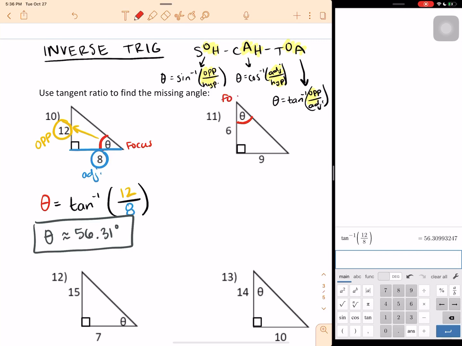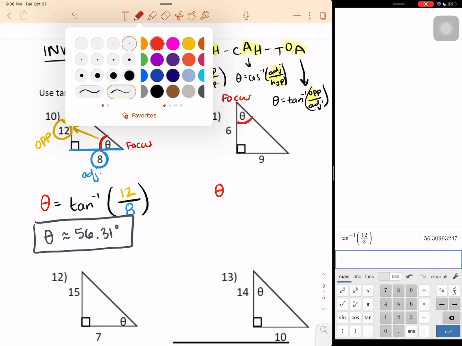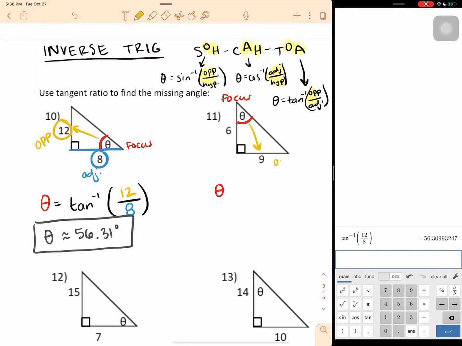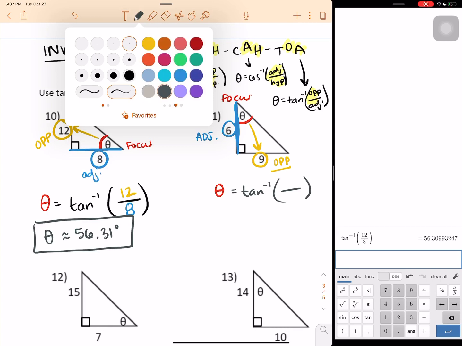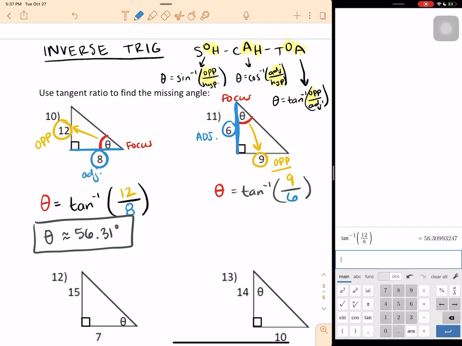So this is your focus angle. So I'm solving for theta. Across from the focus angle is my opposite side. So 9 is my opposite. And 6 is my adjacent because it touches both the focus and the right angle. So theta is equal to the inverse tangent of my opposite, 9, over my adjacent, which is 6. Okay? So if I were to plug this in, it's going to be the inverse tangent of 9 divided by 6.